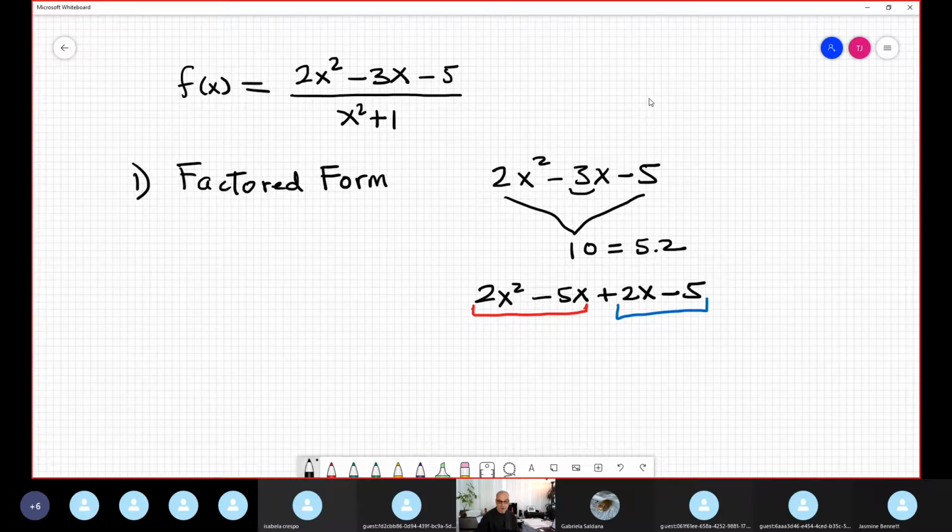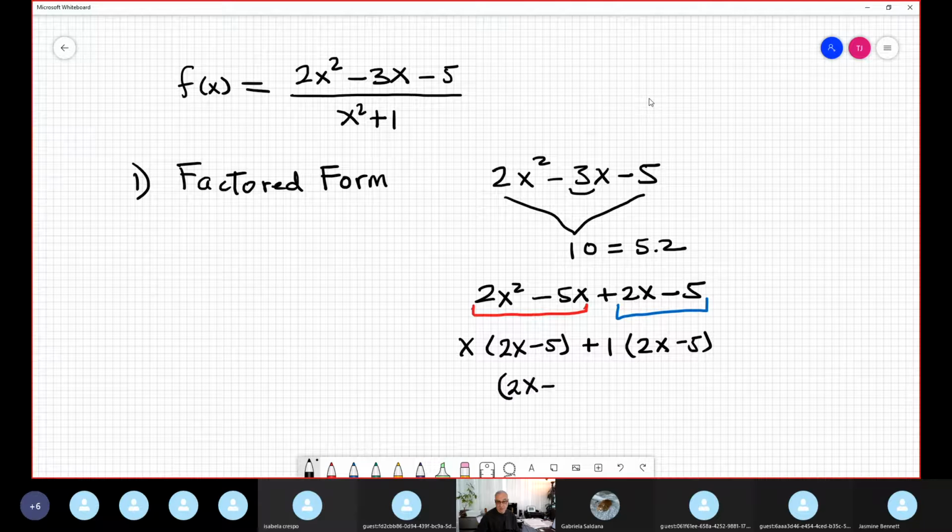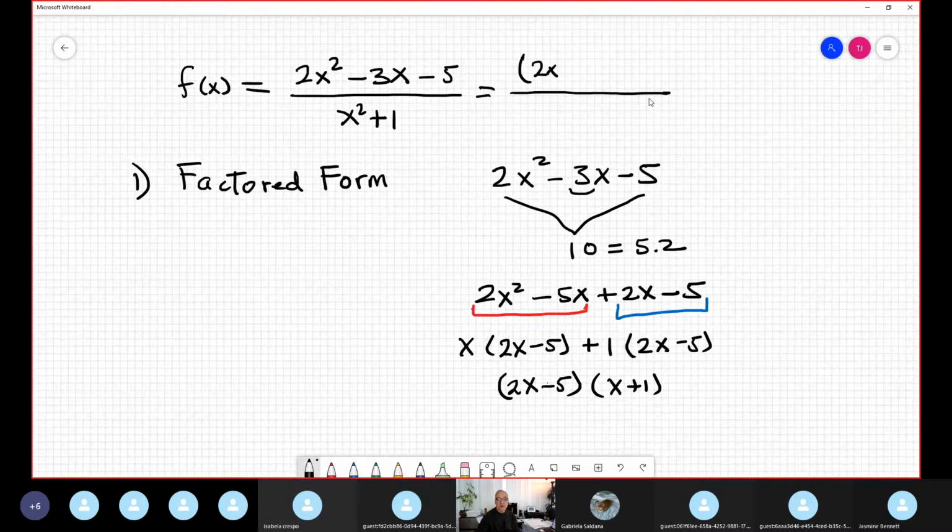The greatest common factor in the first couple is x. We have 2x minus 5. And here the greatest common factor is 1, so 2x minus 5. Now 2x minus 5 is a common factor, and we open a new parenthesis, and in the second parenthesis we have x plus 1. Does everyone follow me in this idea? Does everyone understand the factorization? Okay, this is intermediate algebra, no? Maybe you are doing it differently than me, but the answer doesn't change.